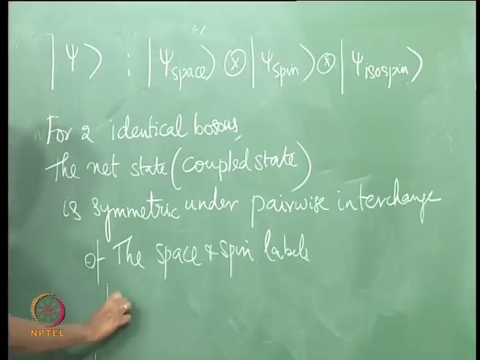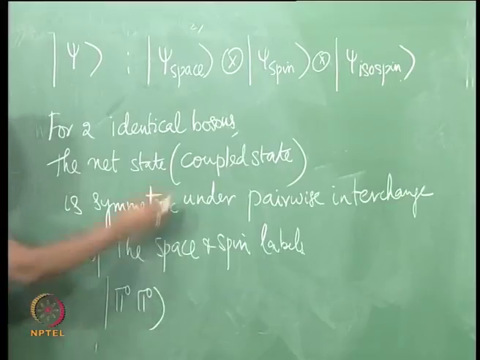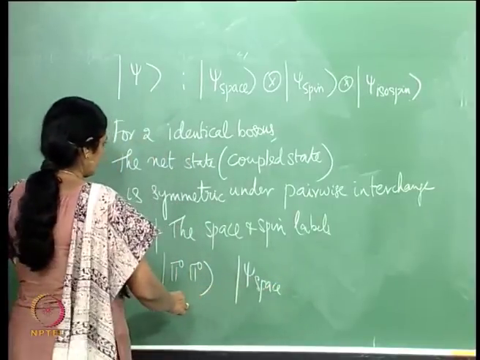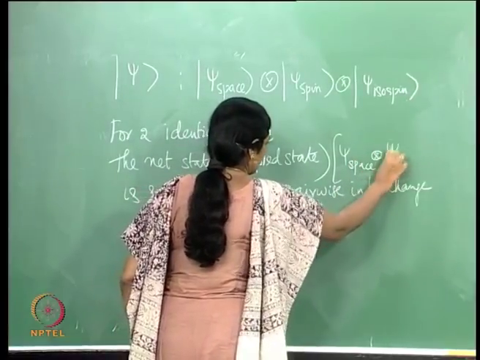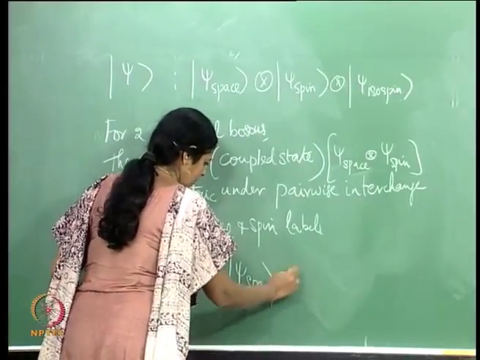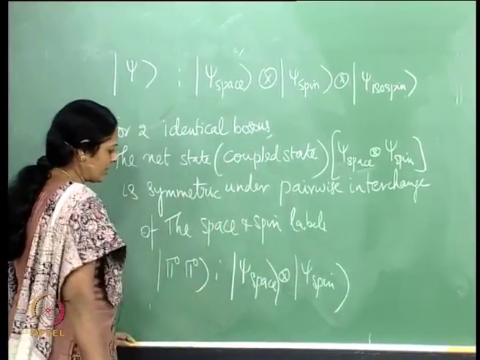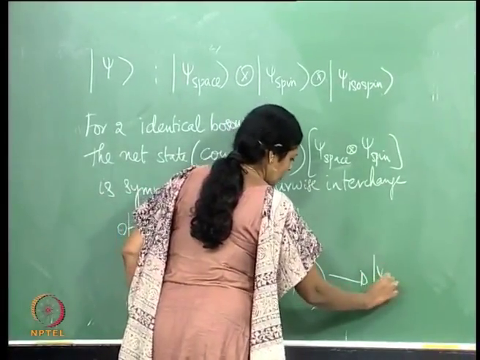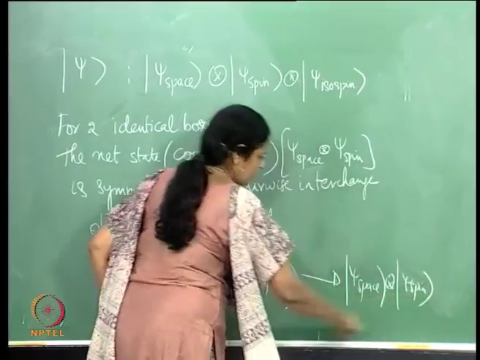So, if you look at pi naught, they are two identical bosons, and if you interchange the space and spin labels, the net state, which is psi space psi spin, picks up an overall positive sign. So, it is symmetric under pairwise interchange, goes to itself. Picks up an overall positive sign.